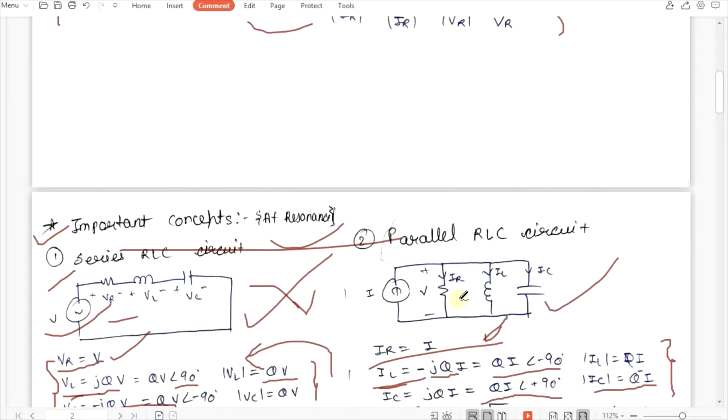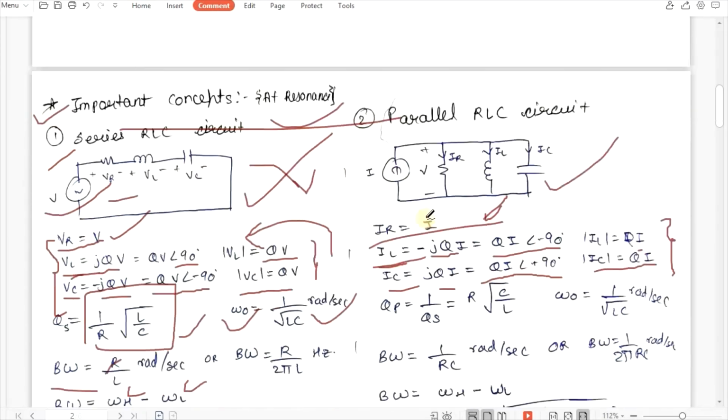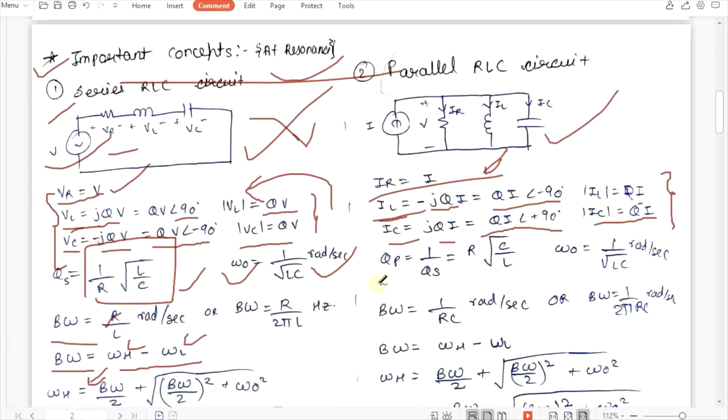Now let us see the quality factor formula for this parallel RLC network. The quality factor for a parallel RLC network is the inverse of the series quality factor, so it will be R under root of C by L. The resonant frequency formula is the same for parallel as well as series, which is 1 upon under root of LC in radians per second. If you want it in hertz, it will be omega naught equals 1 upon 2 pi under root of LC hertz.